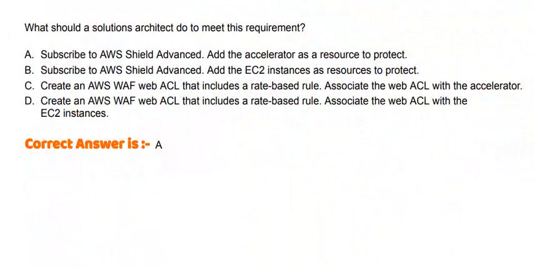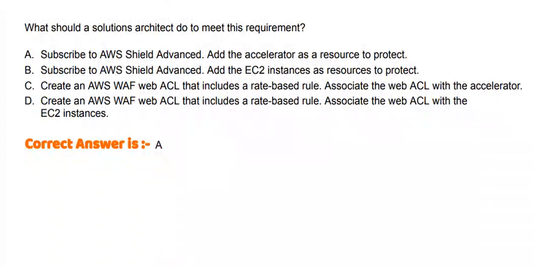Option A. Subscribe to AWS Shield Advanced at the accelerator as a resource to protect. Option B. Subscribe to AWS Shield Advanced at the EC2 instances as resources to protect. Option C. Create an AWS WAF Web ACL that includes a rate-based rule. Associate the Web ACL with the accelerator.